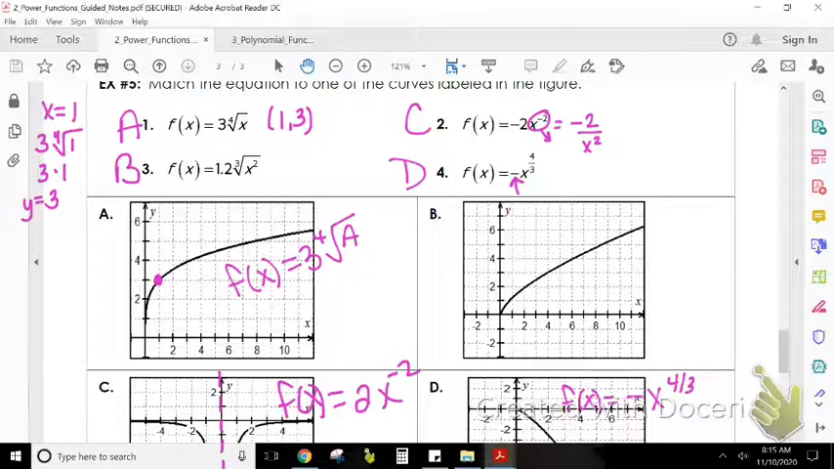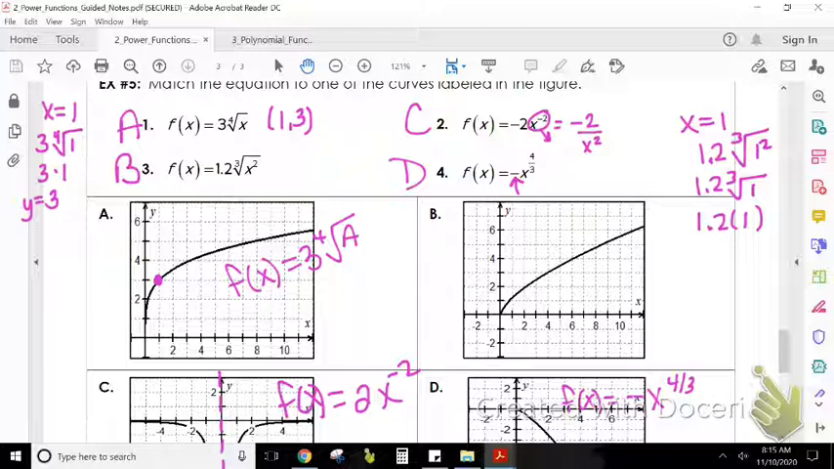Also, if I pick a point and plug it in, let's say x equals 1. So I'm going to do that over here on the right. If I let x equal 1, then I get 1.2 times the cube root of 1 squared. So 1 squared is 1, then the cube root of 1 is 1. And so I end up with 1.2 to be the y value. So I'm looking for it to have the ordered pair (1, 1.2).